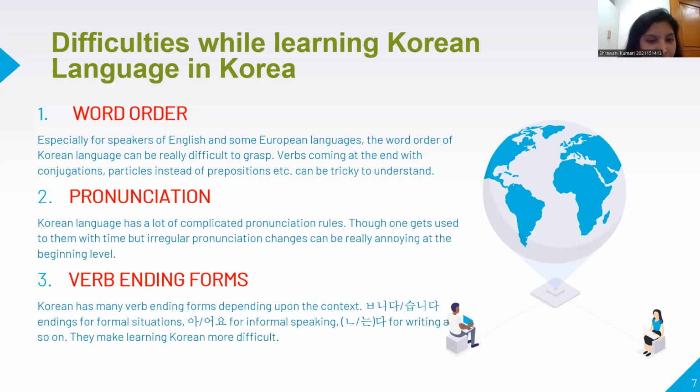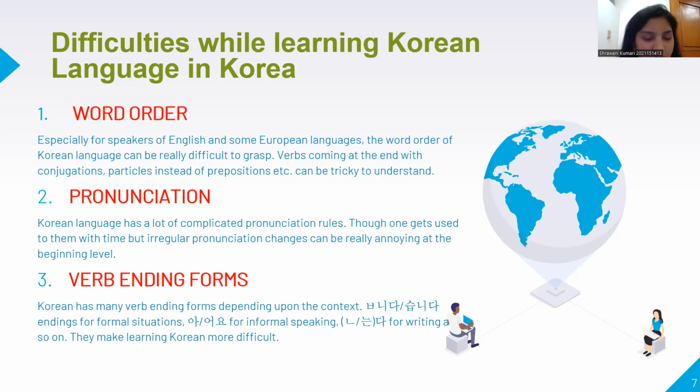The second one is pronunciation. The Korean language has a lot of complicated pronunciation rules, though one gets used to them with time, but irregular pronunciation changes can be really annoying at the beginner level. Yes, pronunciation is literally a complicated thing while learning the Korean language. But if you want to improve your pronunciation, then you have to stay connected with Korean friends, and you can also watch Korean dramas in order to improve your pronunciation.